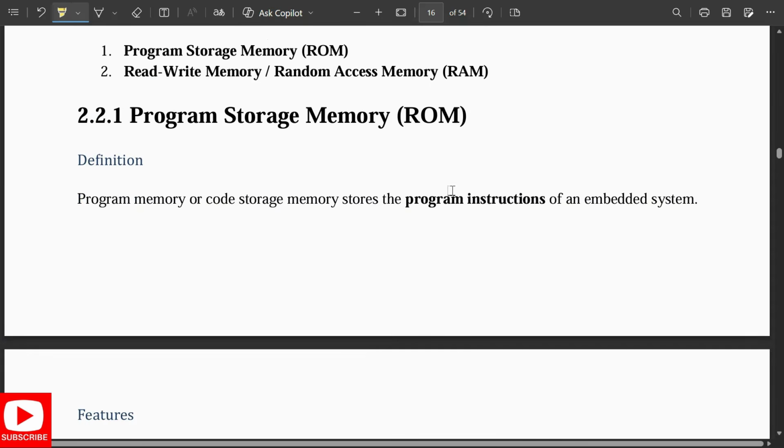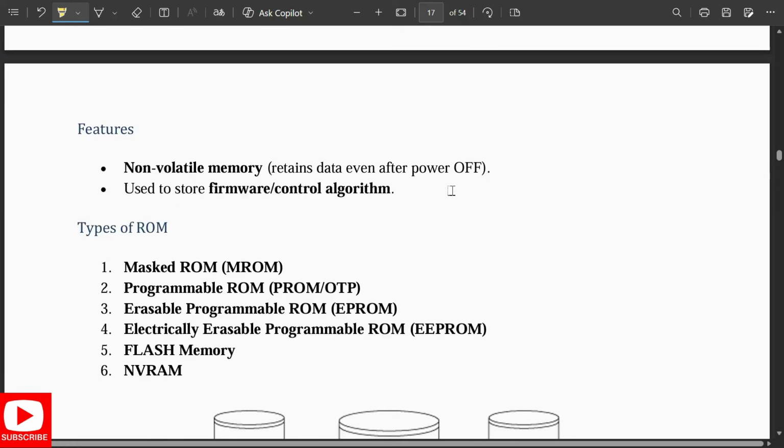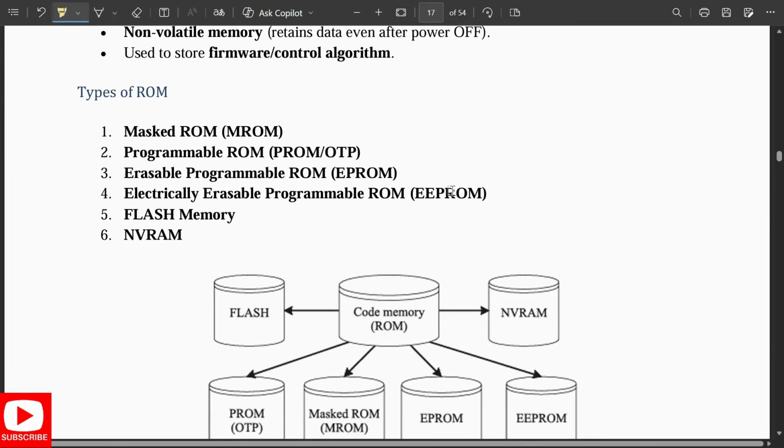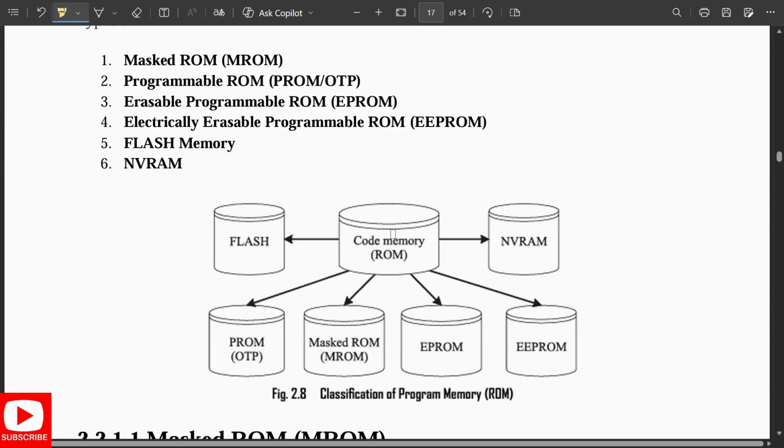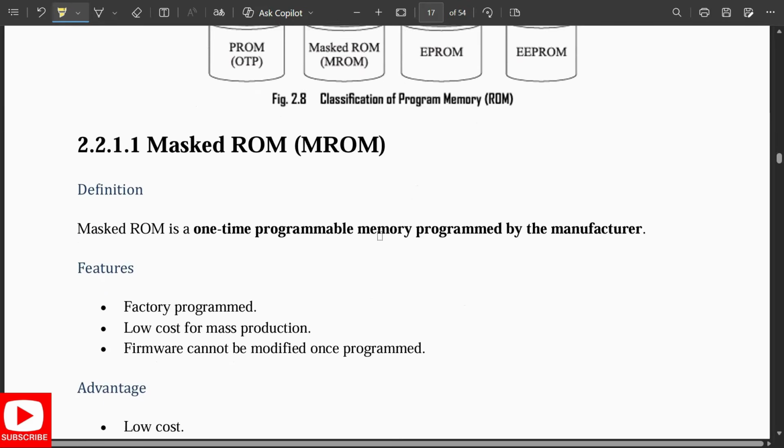So here it stores the program instructions of the embedded system. This is a non-volatile memory, and it is used to store the firmware or the control algorithm, that is a software. So inside the ROM we are having again six types. One is masked ROM, then programmable ROM, erasable programmable ROM, electrically erasable programmable ROM, flash memory, and NVRAM. Each one we will be discussing now.